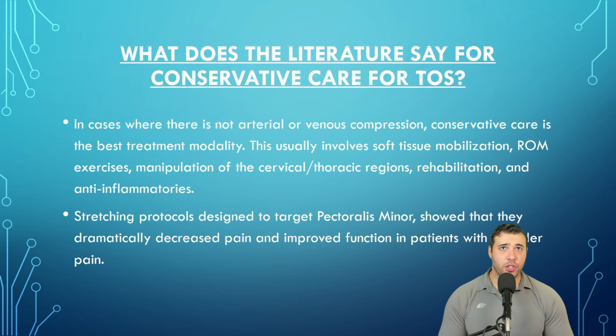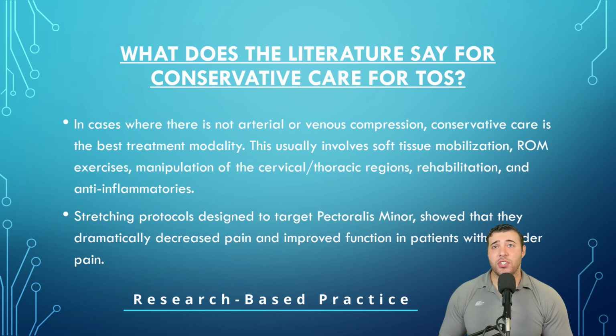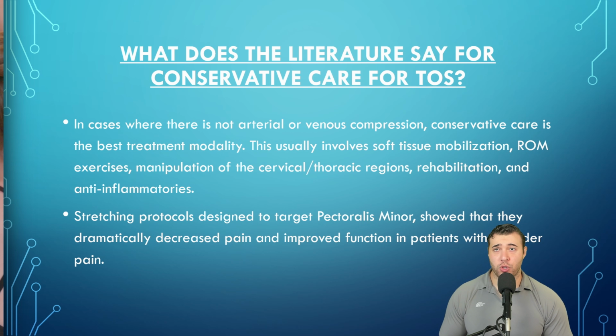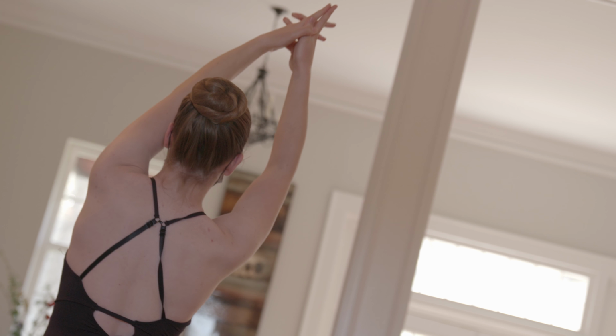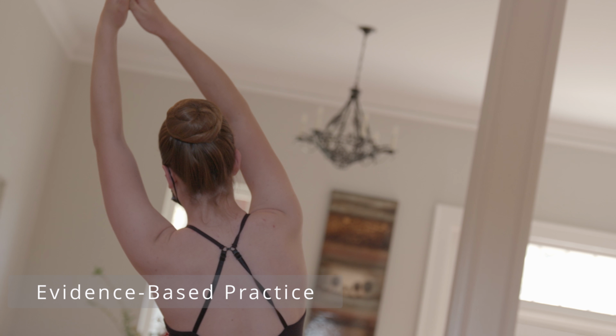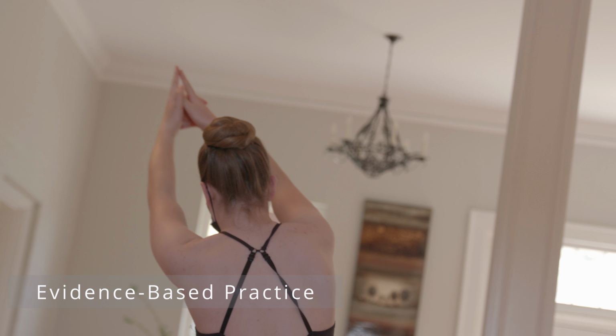So now let's take a look at what the literature says about conservative care for TOS. In cases where there is not arterial or venous compression, as we know that venous is around 3 to 4%, arterial is around 1 to 2%, that leaves us around 94 to 95% of most cases of TOS in this situation. So in cases where there is not arterial or venous compression, conservative care is the best treatment modality. This usually involves soft tissue mobilization, range of motion exercises, manipulation of the cervical or thoracic regions, rehabilitation, and even some anti-inflammatories. They also found that stretching protocols designed to target the pectoralis minor dramatically decreased pain and improved function in patients with shoulder pain as well.